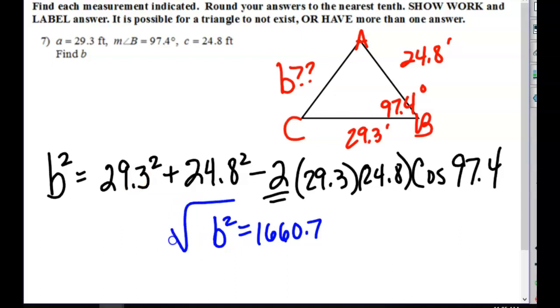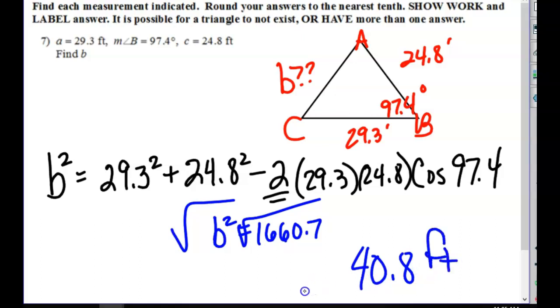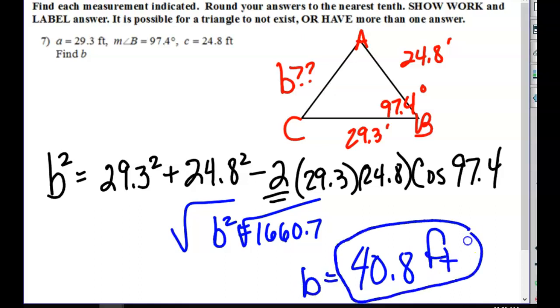No, we still got square roots. I got 40.75, 40.8, and again, that would depend how you round it. If you ended up with 40.7, it's totally okay. That was a side, right? So it's feet. Side B equals. These should all have labels tomorrow, it says in the directions. Are we good?